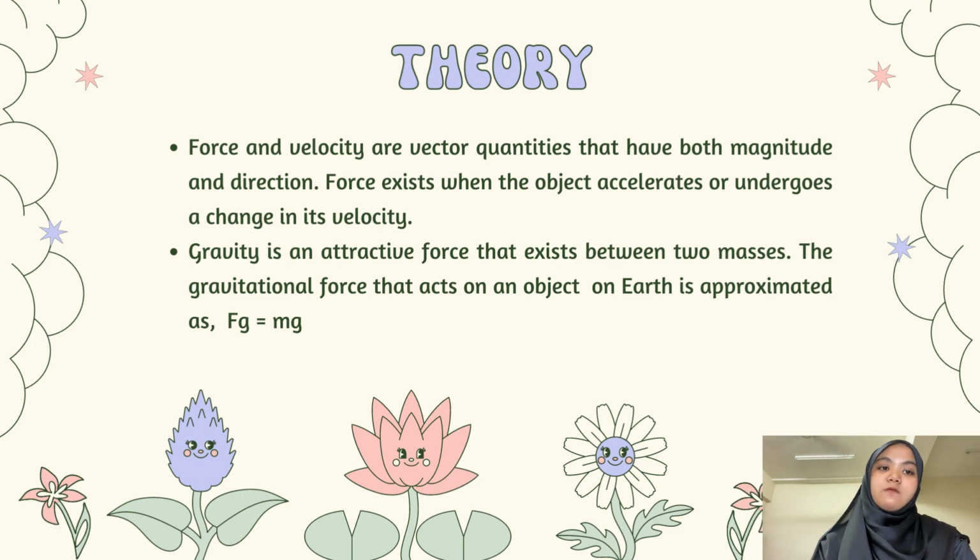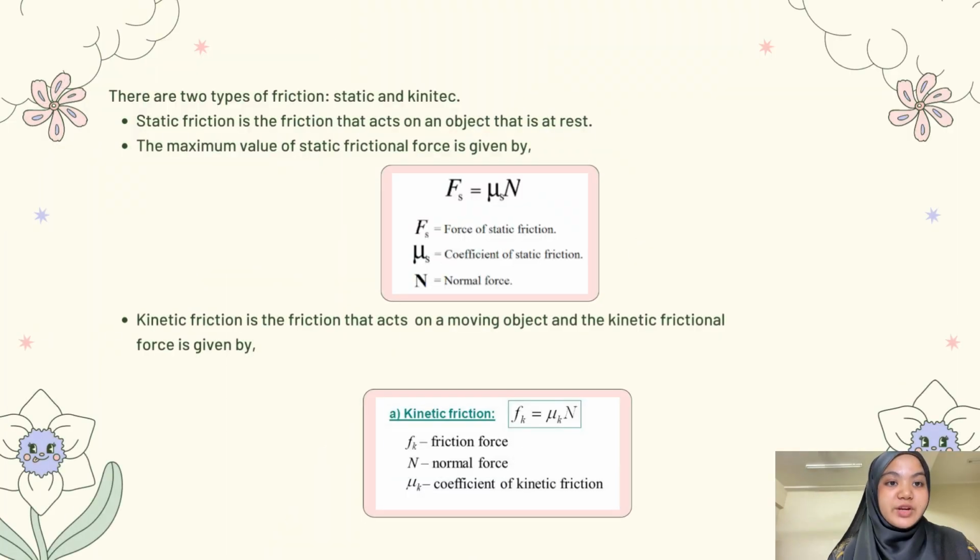Theory. Force and velocity are vector quantities that have a magnitude and direction. Force is present when an object accelerates or undergoes a change. There are two types of friction, which are kinetic and static. Static friction is the friction that acts on an object at rest. The maximum value of this static frictional force is given by the force of static friction equals the coefficient of static friction times the normal force.